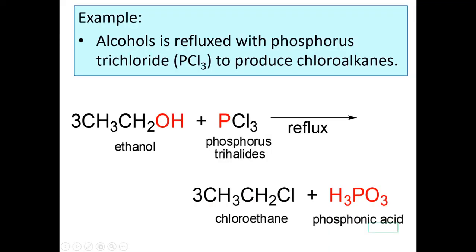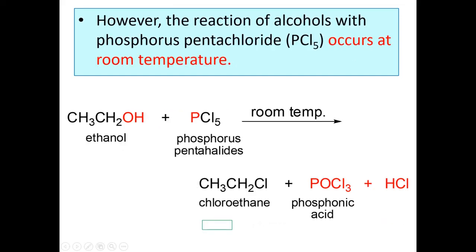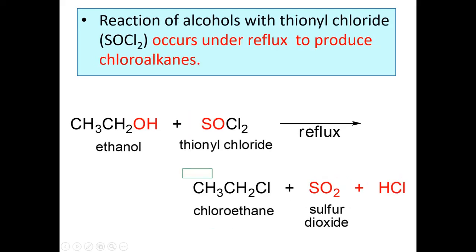Example, alcohol is refluxed with phosphorus trichloride, PCl3, to produce chloroalkane. Here ethanol reacts with phosphorus trihalide under reflux at high temperature to produce chloroethane and phosphonic acid. However, the reaction of alcohol with phosphorus pentachloride occurs at room temperature. So it also produces alkyl halide. The reaction of alcohol with thionyl chloride occurs under reflux to produce chloroalkane.